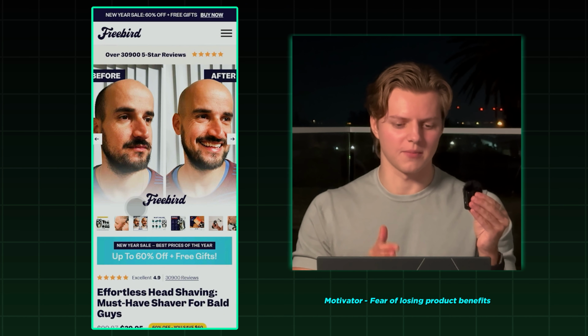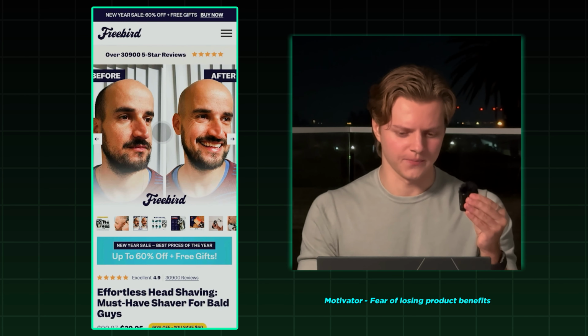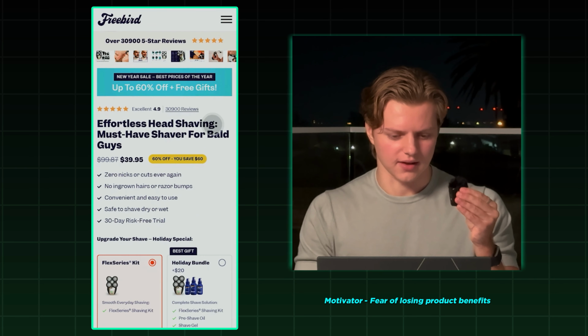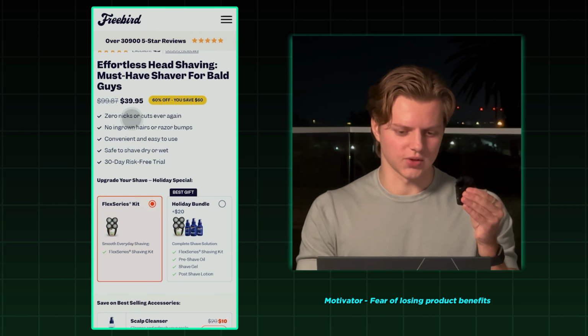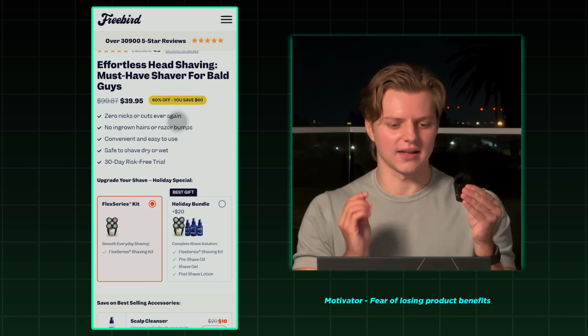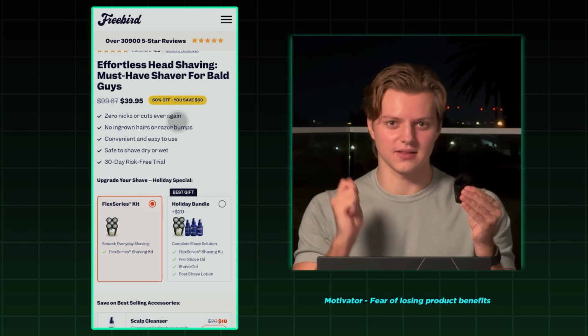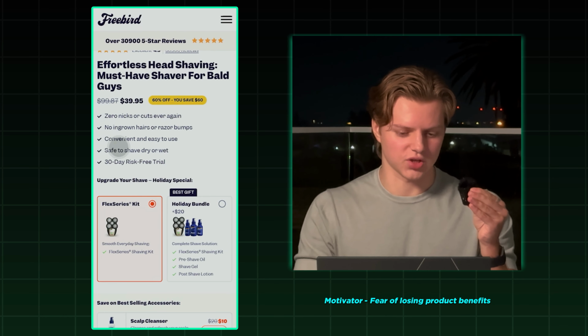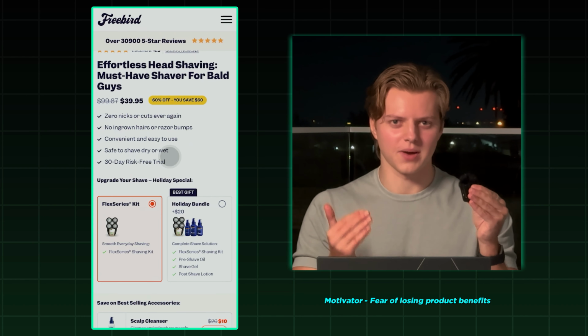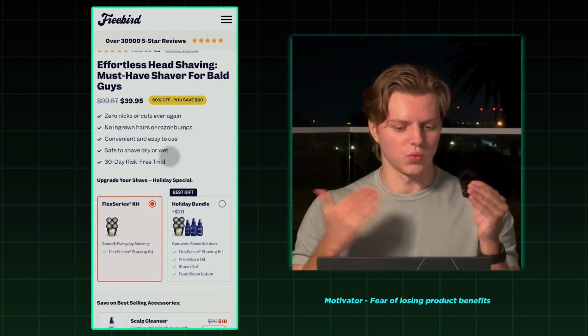So to begin with, we have a before and after in the product media gallery, which is good. And then we have very clear statements of benefits in the summary. Zero nicks or cuts ever again. And again, hats off to Freebird for how specific they are being. They leave no room for doubt. And this is something you should follow as well on your ecom store. You should leave no room for misunderstanding or interpretation in the way that Freebird is doing it. No ingrown hairs or razor bumps. Convenient and easy to use, safe to shave, dry or wet. All very impactful benefits, very different benefits, which is a good summary.